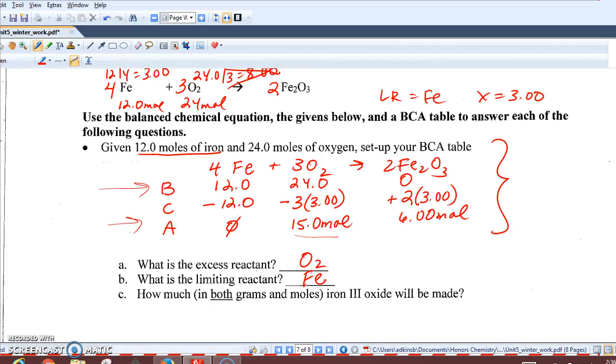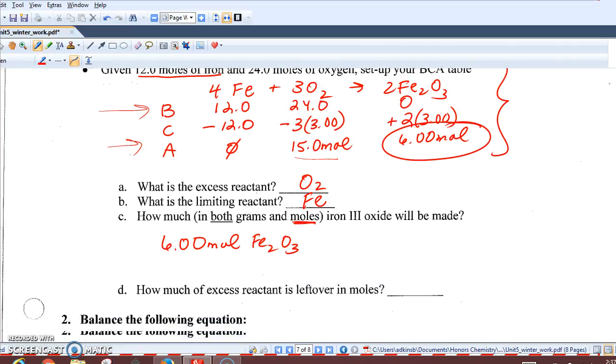And then it says how much in both grams and moles of iron 3 oxide will be made. Again, you've got this nice table. You know how many moles are made. So to answer the first, well, actually the second question, that would be 6 moles of iron oxide. And then how are we going to get 6 moles of iron oxide into grams?